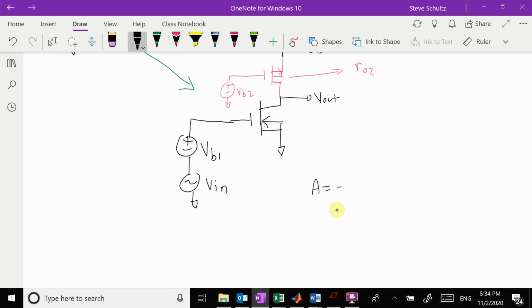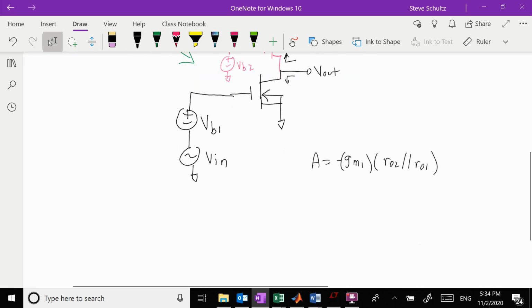Okay, so now we're going to go back and grab our equation. So A is equal to minus gm1 times R02 in parallel with R01. So that's basically the resistance seen looking up this way and the resistance seen looking down that way. Okay, so before in type 1, we had 1 over gm. Now this is much larger. So this is the first time where we can't neglect our R01 and our R02, because you can see that they happen to be both on the same order.